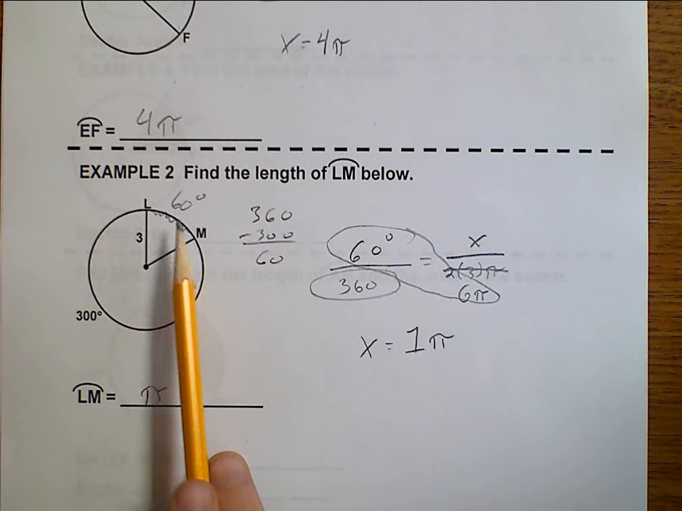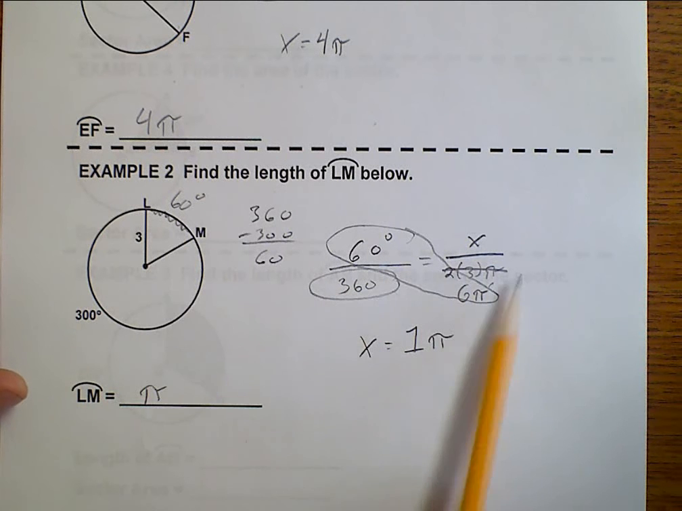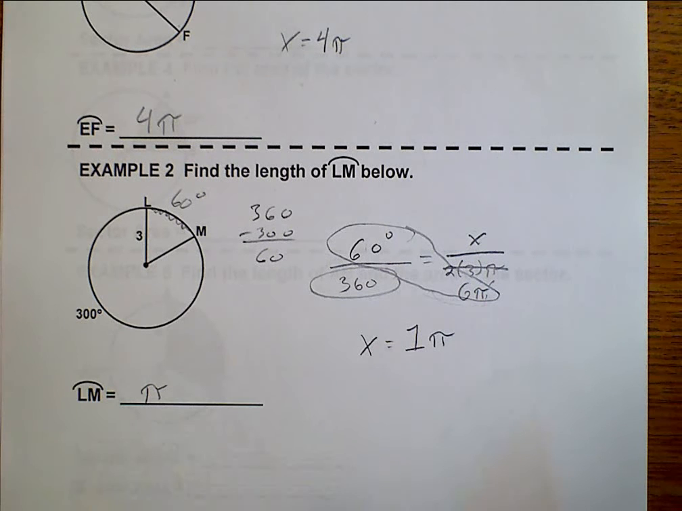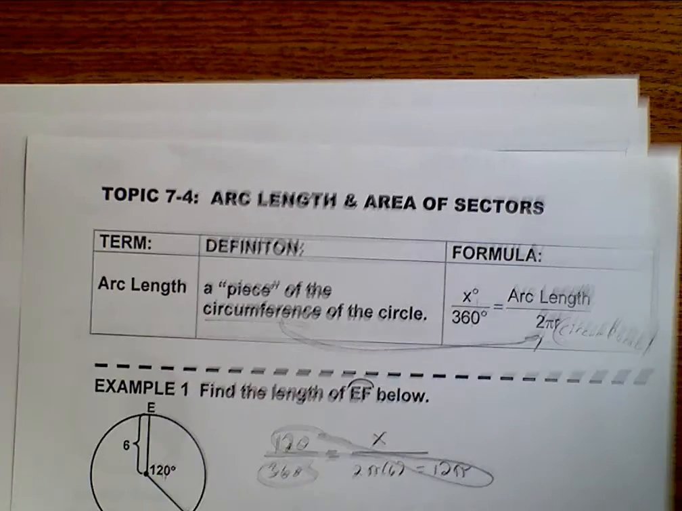Find the degrees of the arc, set up your proportion. This is the circumference. Cross multiply and divide. Leave it in terms of pi. Fairly simple. Let's go ahead and take a look at our next example.